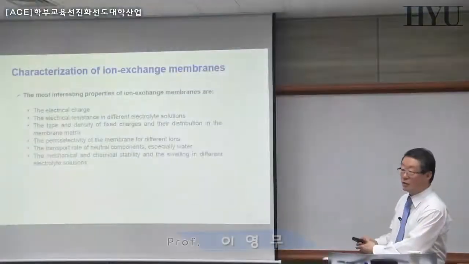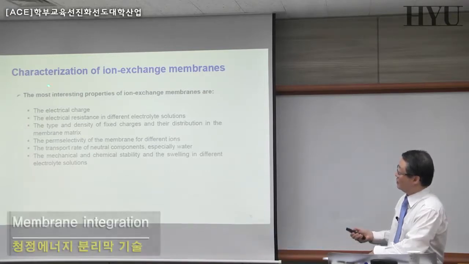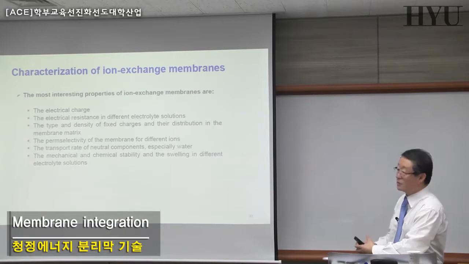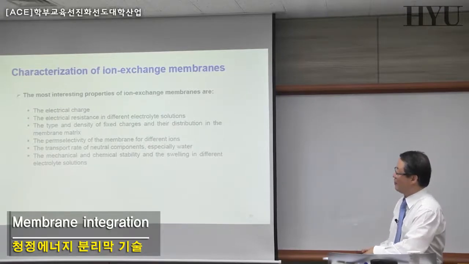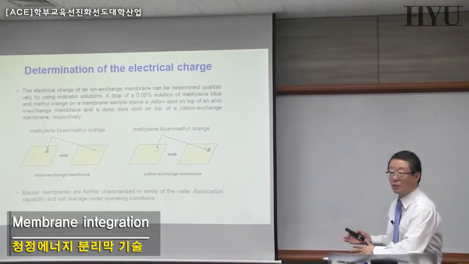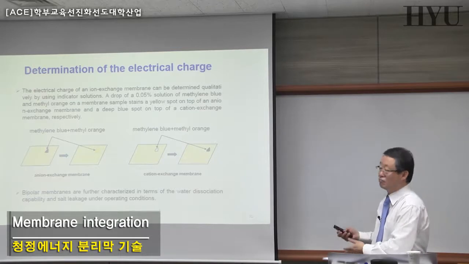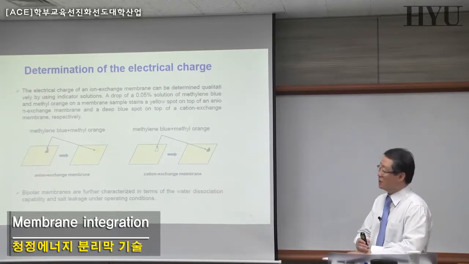So we are continuing our discussion about the ion exchange membrane applications. So we have talked about the importance of these parameters such as electrical charge, resistance, density, selectivity, and transport rate, and stability issues. So we will go through one by one. And first of all, what about the electrical charges?